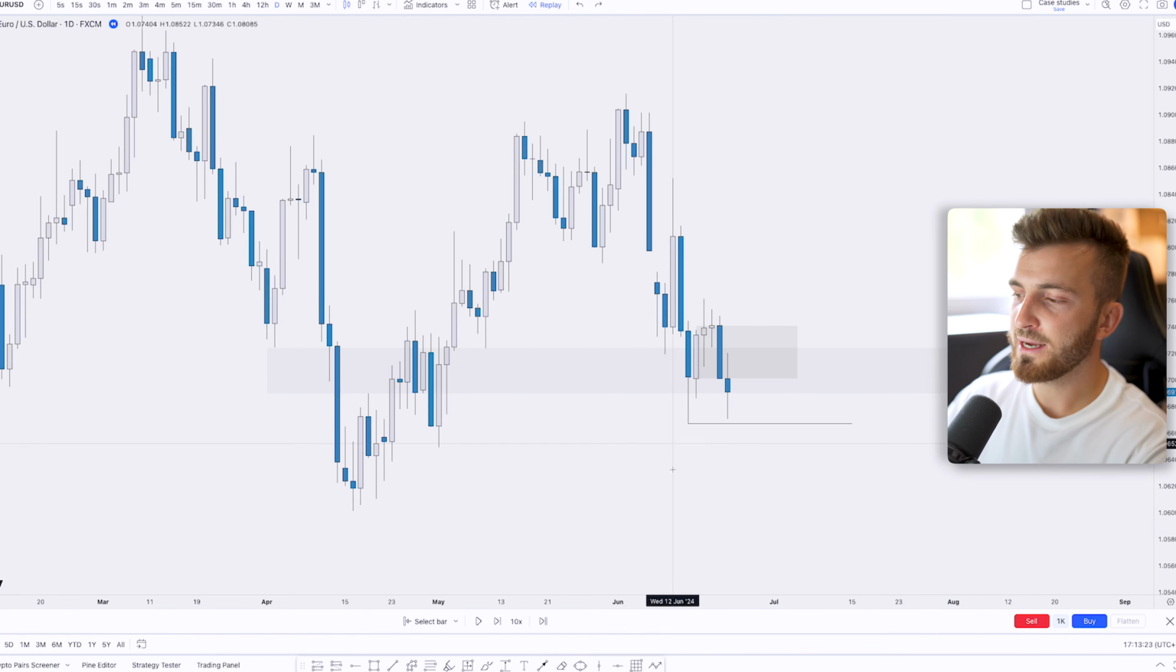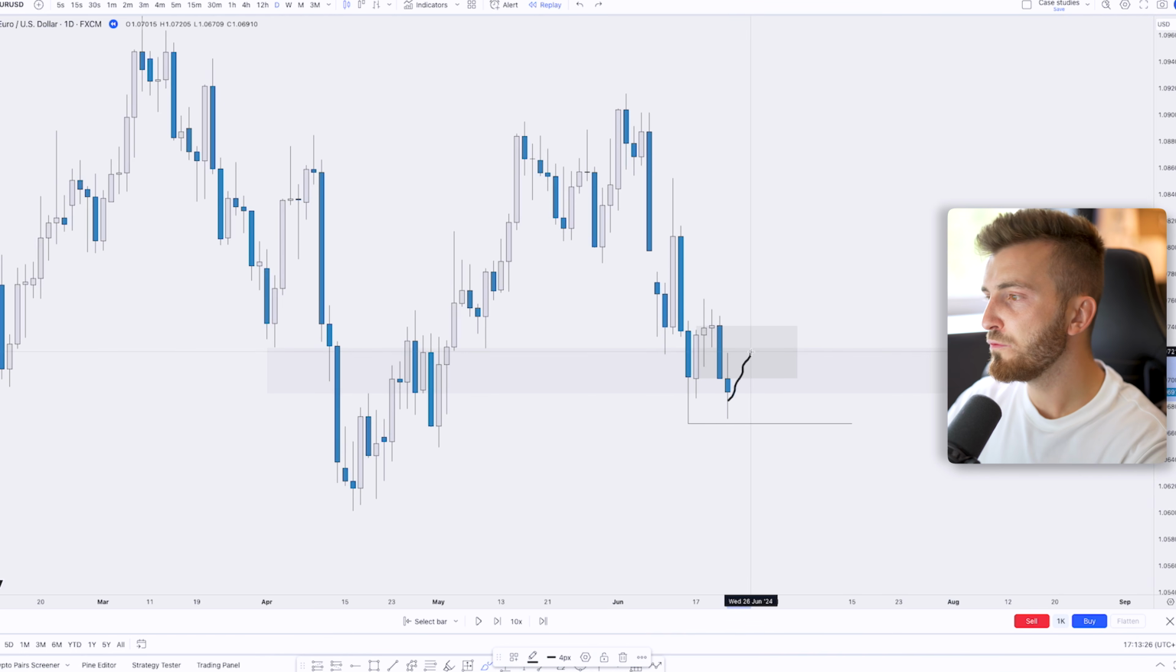And a lot of people might say, well, but if you're looking for the market to move up, then why not take longs? Yes, you can take longs, but the problem is that then you are overcomplicating. And my goal here is to simplify ICT top-down analysis.